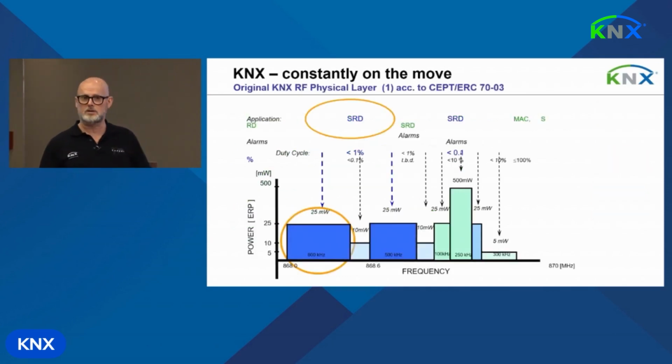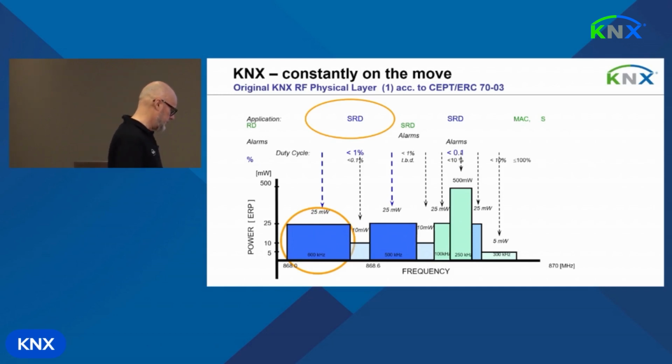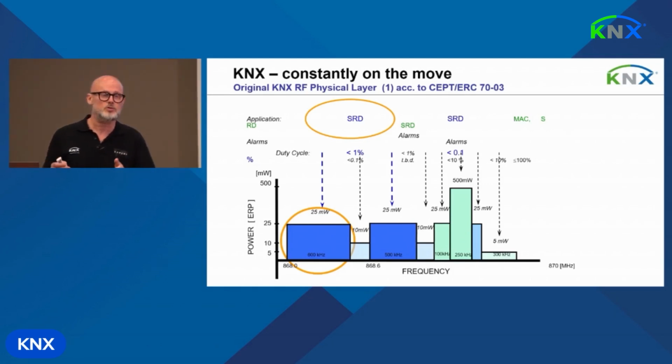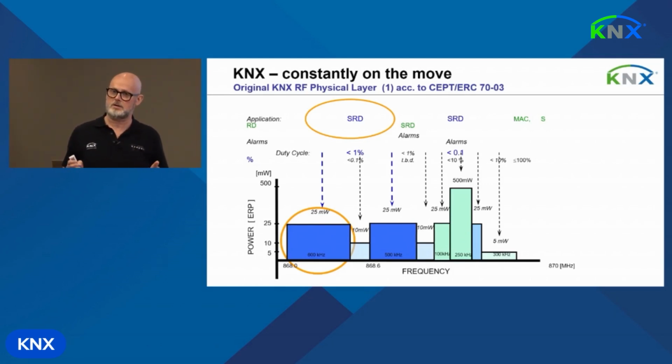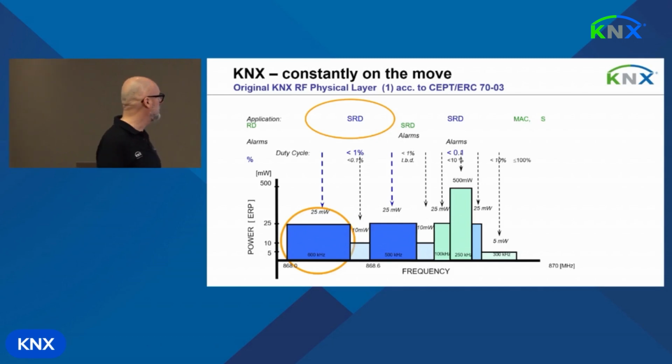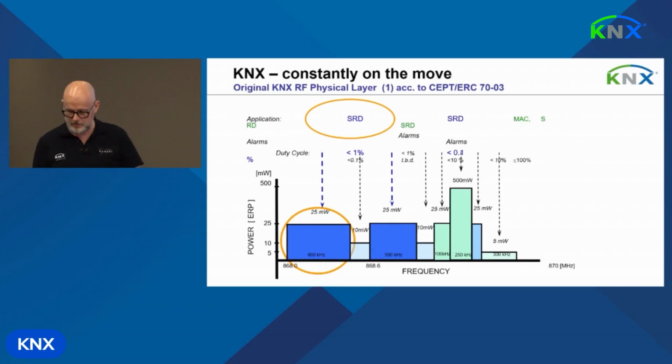If we look at the original design of the KNX radio frequency physical layer, then the frequency that is used is situated in the so-called short-range device band, and the frequency used is between 868.0 and 868.6 megahertz, and the transmission power is limited to 25 milliwatts, with a duty cycle which should be less than 1%. I'll come back to that later.